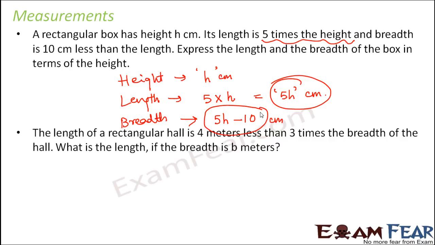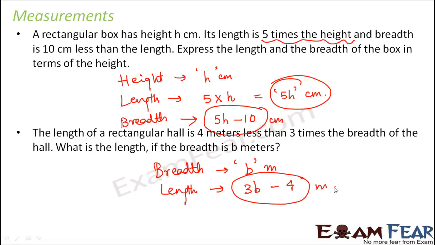The length of a rectangular hall is 4 meters less than 3 times the breadth of the hall. What is the length if the breadth is b meters? In this hall we are only bothered about 2 dimensions, breadth and length. The breadth is given as b meters. So what would be the length? As per the question, the length is 4 meters less than 3 times the breadth. So 3 times the breadth would be 3b, and 4 meters less than this, so minus 4. So 3b minus 4 meters would be the length.